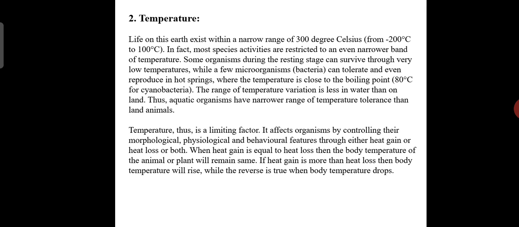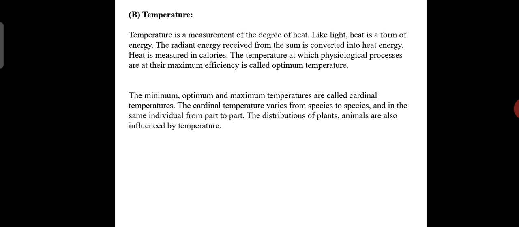It affects organisms by controlling their morphological, physiological, and behavioral features through either heat gain or heat loss or both. When heat gain is equal to heat loss, then the body temperature of the animal or plant will remain the same. If heat gain is more than heat loss, then body temperature will rise, while the reverse is true when body temperature drops.